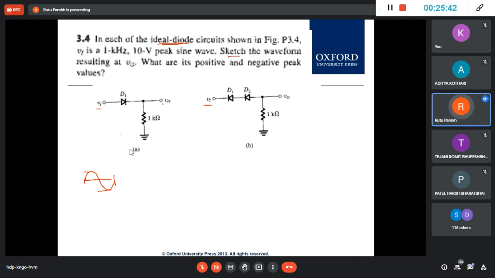So this V0 output, how it will be, input is like this. So how will your output be? And what are the positive and negative peak values? So positive peak and negative peak.